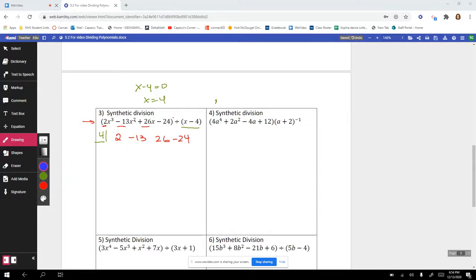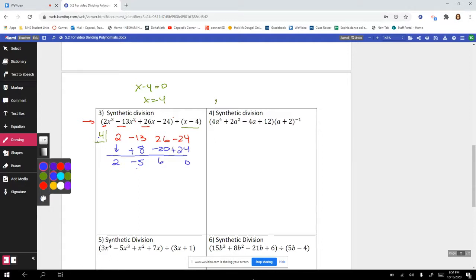Okay, so how does this work? This first one, I want to get started. I always bring down the first coefficient. Now I'm going to take 4 times 2, which gives me 8. That's a positive 8. Now I'm going to combine. It gives me negative 5. Negative 5 times 4 is, I'm sorry, negative 20. And I'm going to combine. Gives me 6. 6 times 4 is 24. So that gives me a 0.